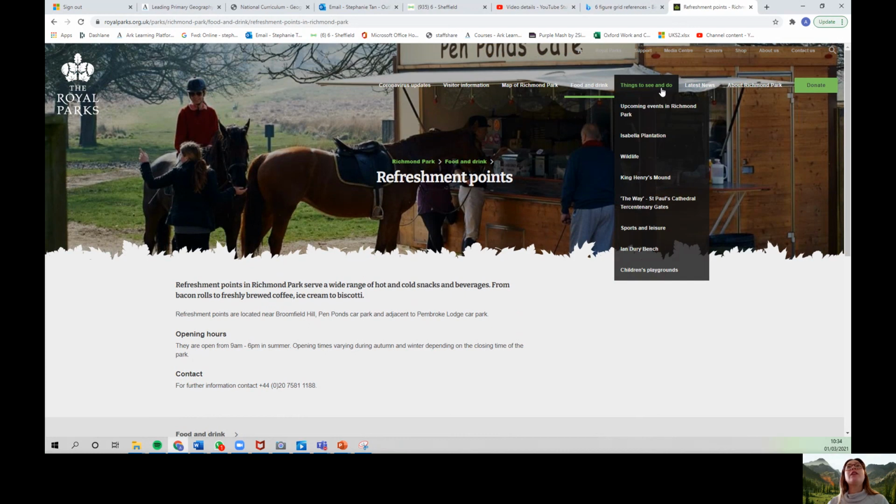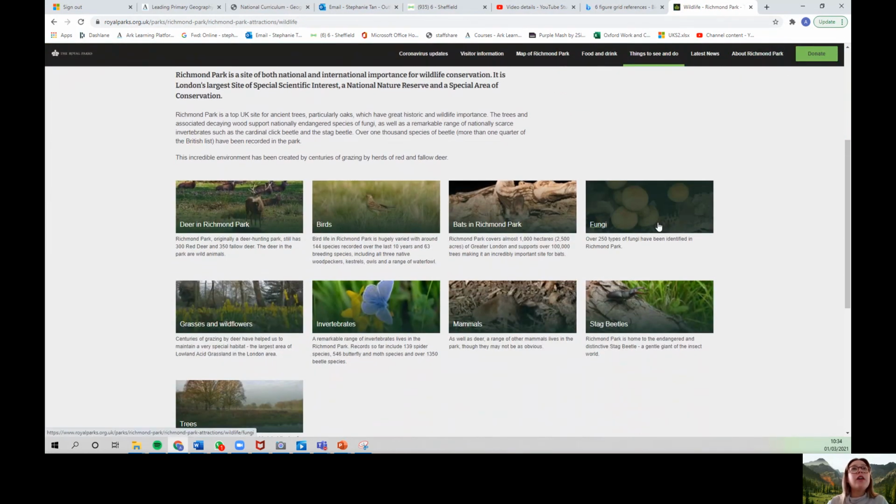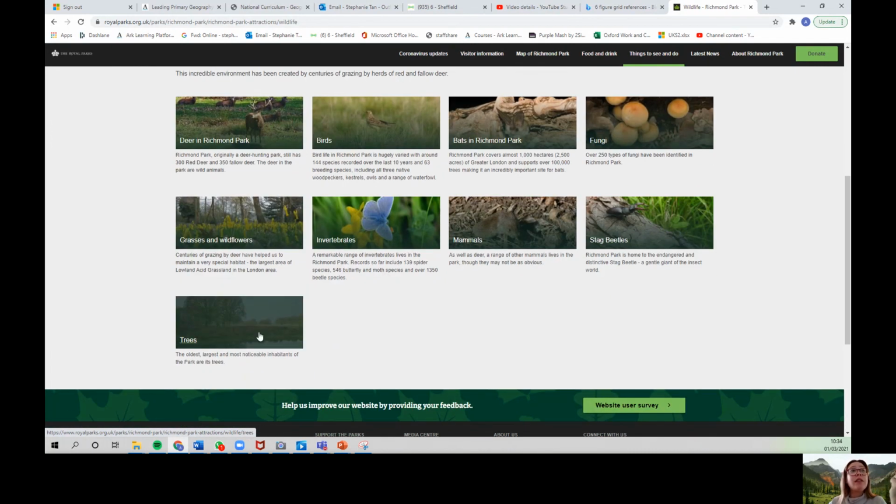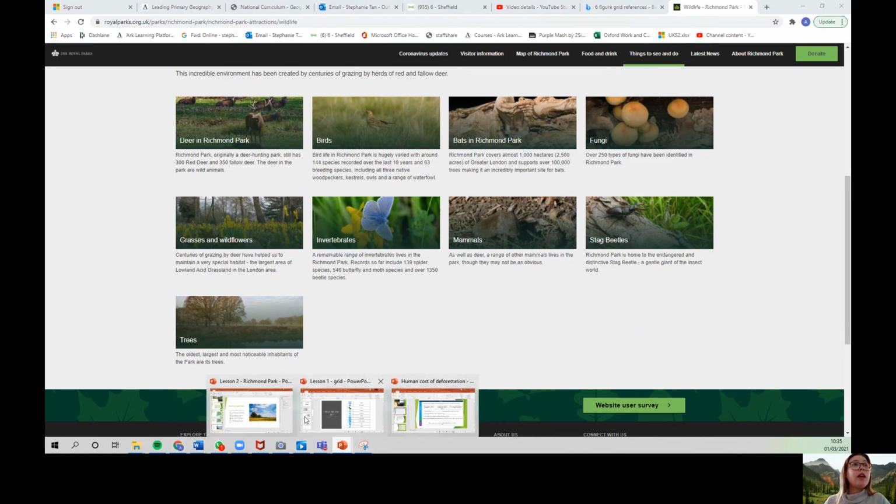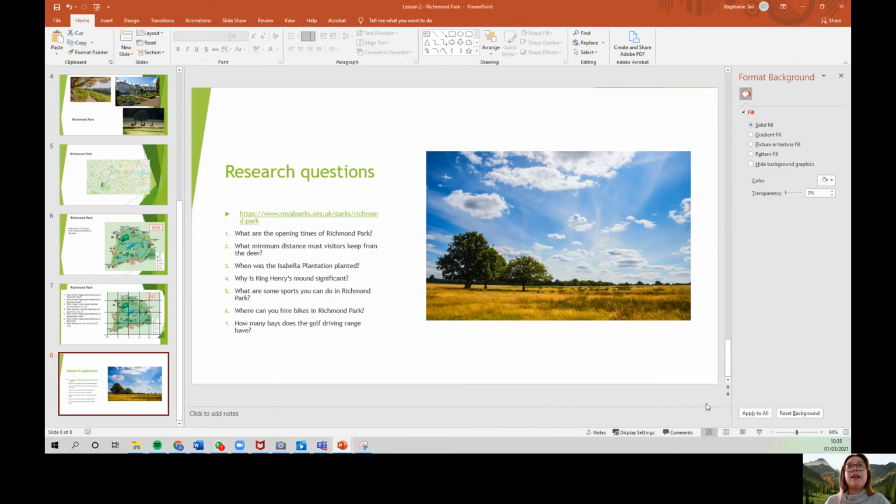Now, let's have a look about things to see and do. If you go along this top part, you can read about the different things that you can see and do. So there's wildlife. There's not just deer, but there's loads of other wildlife that you can see in Richmond Park. There's birds, there's bats, fungi, grasses and wildflowers, invertebrates, so insects, mammals, stag beetles, and then most beautiful trees, old oak trees that can go up to 1,000 years old. Well, please have a bit of fun exploring this website while you answer the questions on this PowerPoint presentation here.